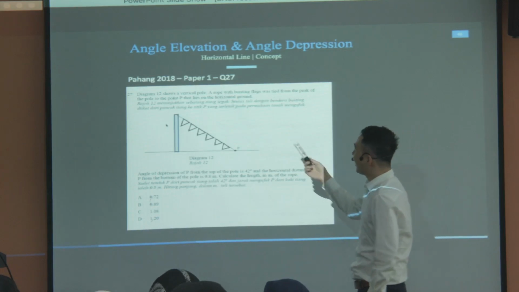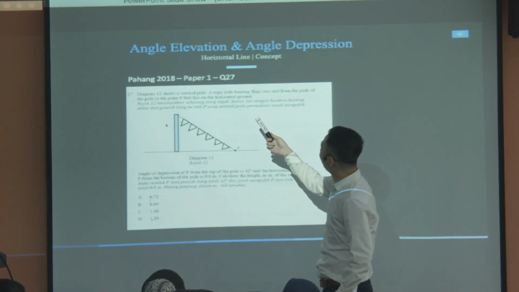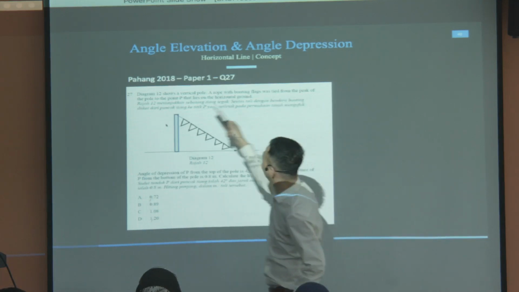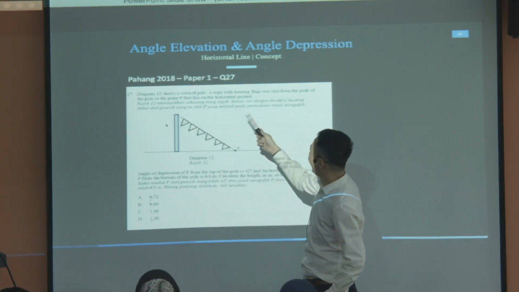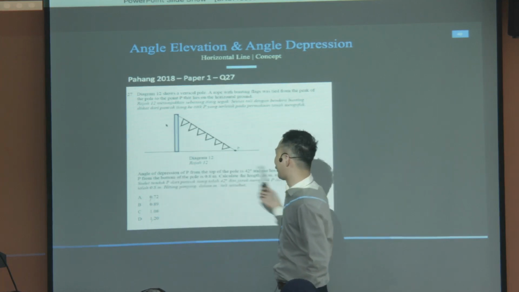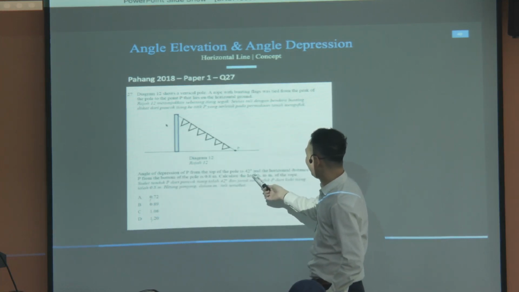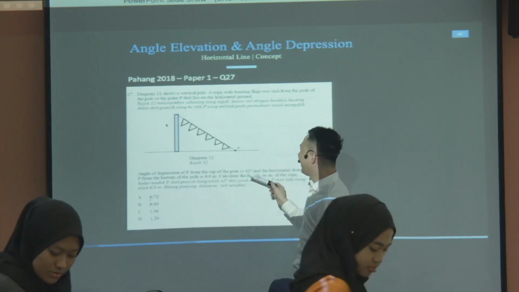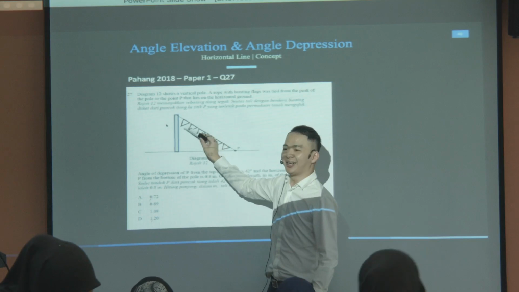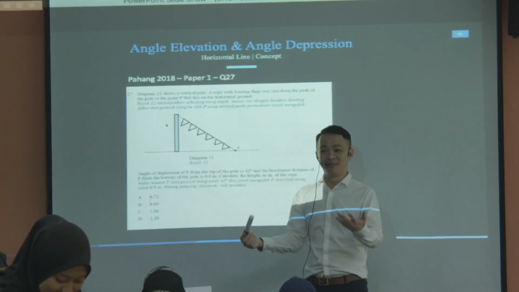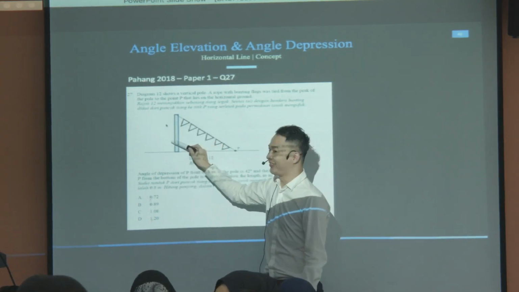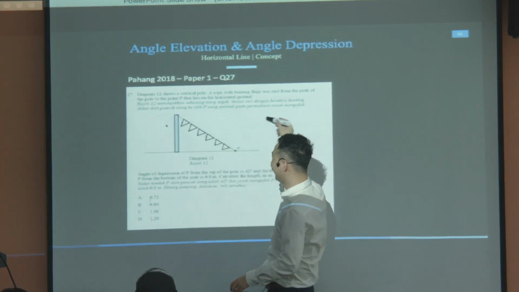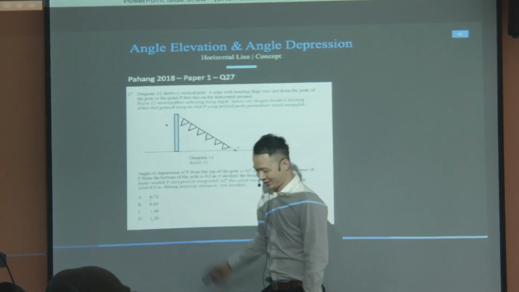So this diagram actually shows the vertical pole, a rope with bunting flags, we start from the peak of the pole to the point P that lies on the horizontal ground. So the angle of depression of P from the top of the pole is 42. So if you think 42 is here, then you will get wrong. Because why? This angle doesn't have a horizontal line. So the angle of depression is this one, coming down 42.